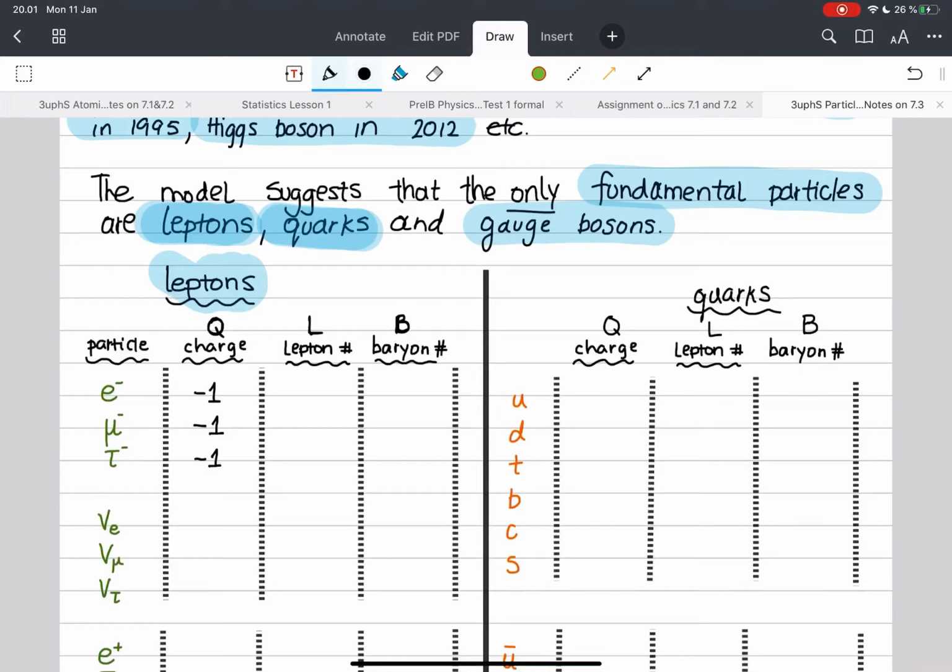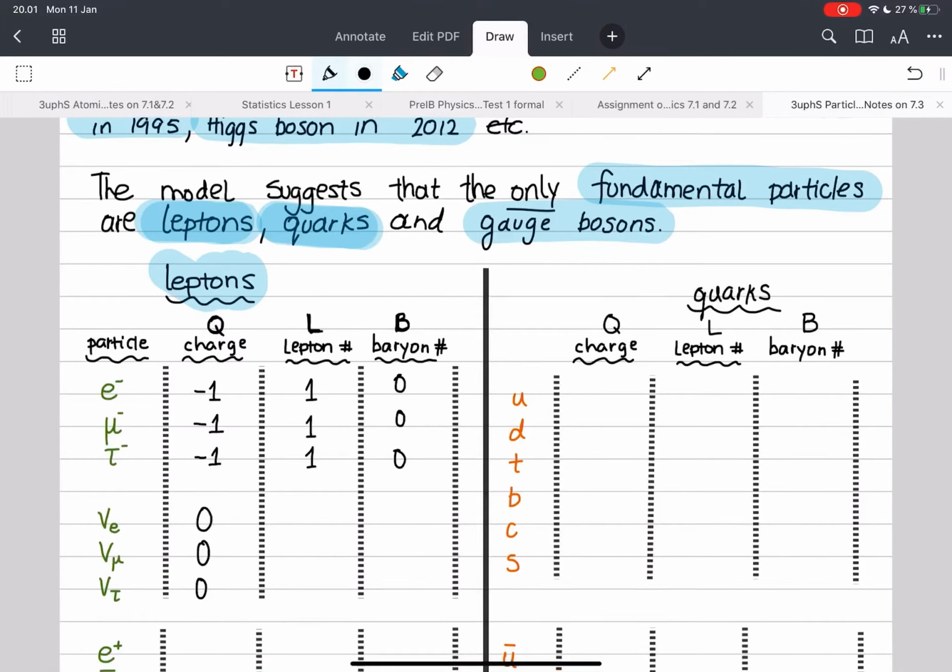And because they belong to the family that we call leptons, they have a lepton number of 1. They are leptons and they're not baryons, so their baryon number is 0. Now, electron, muon, and tau come together with their neutrinos, because in a reaction, whenever you have an electron appearing, as you have noticed by now when we're doing radioactive decay, it was coming together with a neutrino. This neutrino has zero charge. All of the neutrinos have zero charge, but because they are leptons, they have lepton number of 1, baryon number of 0.